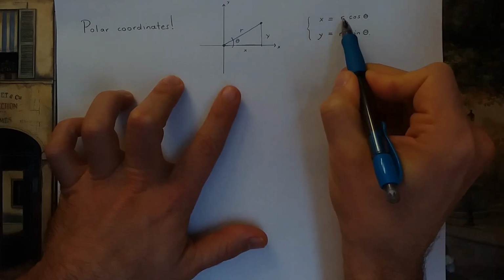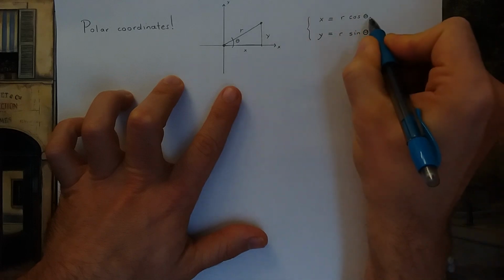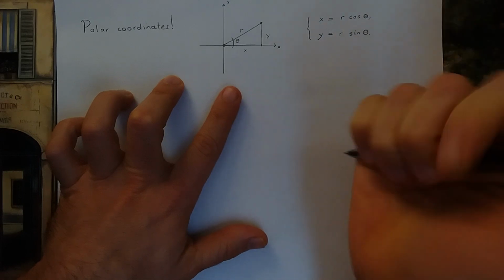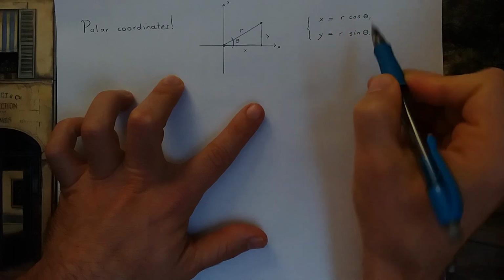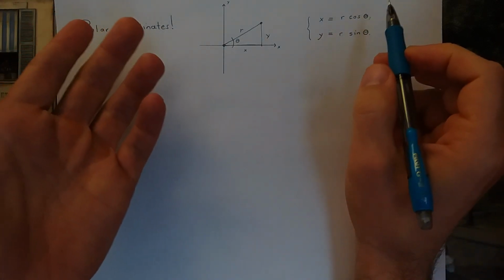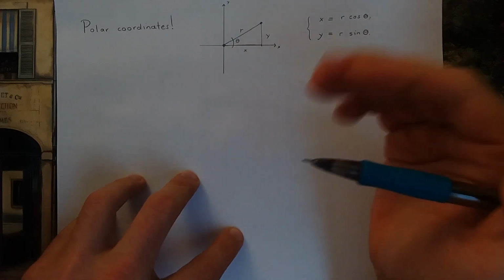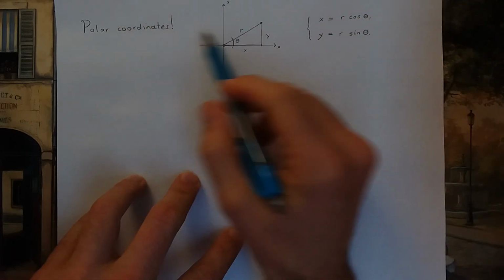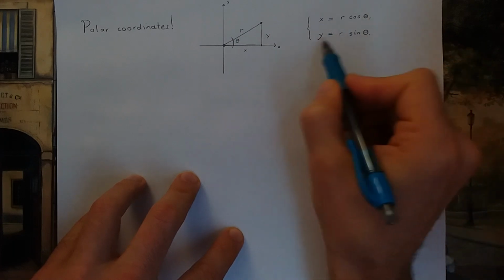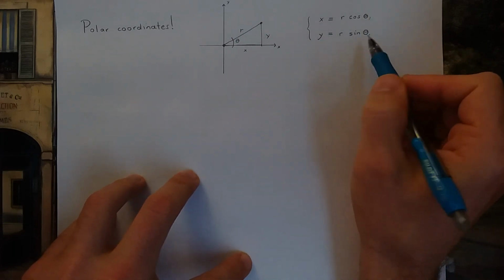Now, if r is a function of theta, then you have two parametric equations. These are your parametric equations. You have x is r cosine theta, y is r sine theta. Your parametric equations. You could now take derivatives. You could take second derivatives. You could find arc length of polar equations just writing down these two parametric equations.